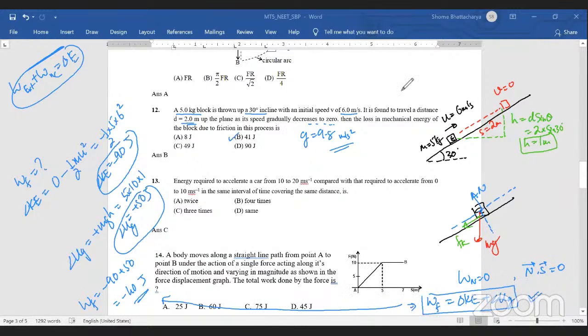And anyway, it's asking that due to the work done by friction, what is the loss in mechanical energy? You can see the work done by friction is negative. That is why we are seeing the loss in mechanical energy is 40 joules or 41 joules. This is not the work done by friction. The work done is negative, but the loss in energy because of the work done by friction is positive. It's losing 41 joules of energy.